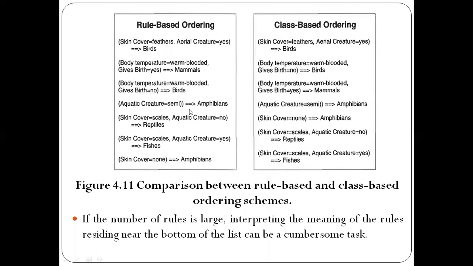So negation means, for example, if you consider this rule, aquatic creature is equal to semi-aquatic, amphibians, then it is going to assume that this vertebrate doesn't have any feathers, and it is not going to fly, and then body temperature is cold blooded, and it is semi aquatic. Like that it will be assuming the characteristics here. So suppose the number of rules is large, then interpreting the rules that will be appearing at the bottom will again be a very, very difficult task. So this is one of the disadvantages of the rule based ordering scheme.